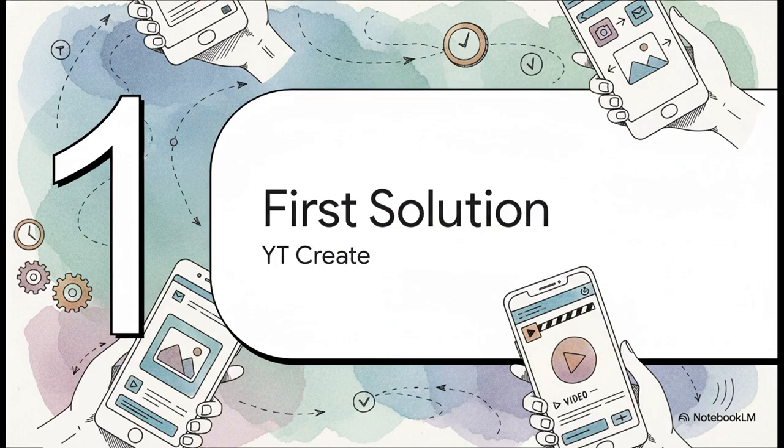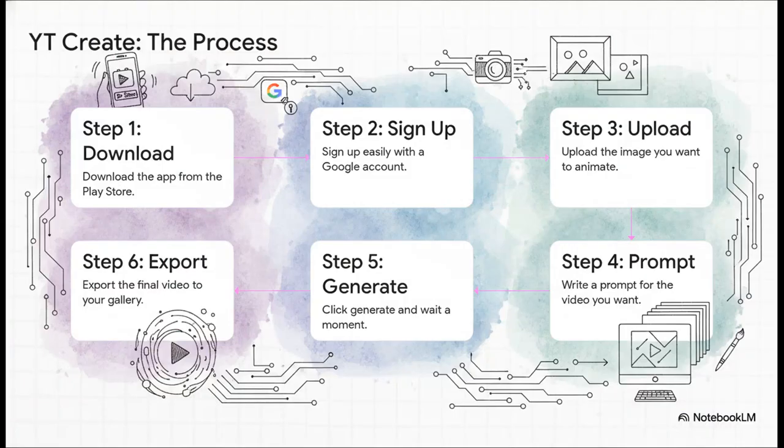Okay, first up on our list is an app called YT Create. This one is all about making things easy and accessible, letting you whip up videos right there on your phone. And when I say easy, I mean it's ridiculously simple. You just grab it from the Play Store, sign in with your Google account, which takes like 2 seconds, and you're basically there. Just upload a picture, tell it what you want it to do in the prompt, hit that Generate button, and then export it straight to your phone. It really doesn't get much more straightforward than that.